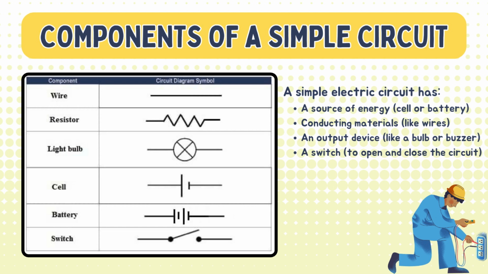You use the wires to connect the circuit and connect all the components together. You use a light bulb to see if your circuit is working, a cell or battery to give the energy to the circuit, and the switch to control the circuit. And here are the circuit diagram symbols you are going to use to draw your own sketches.